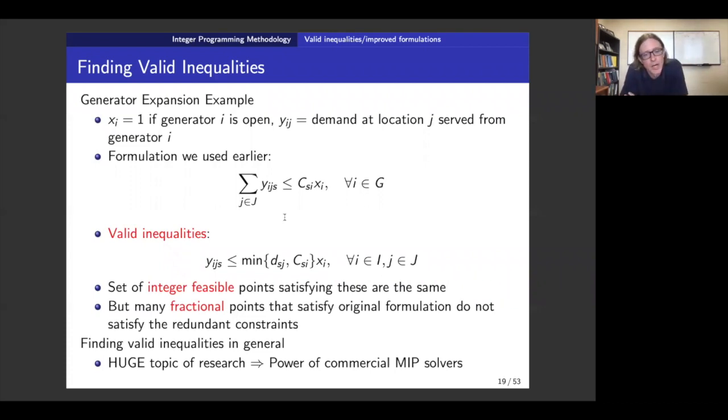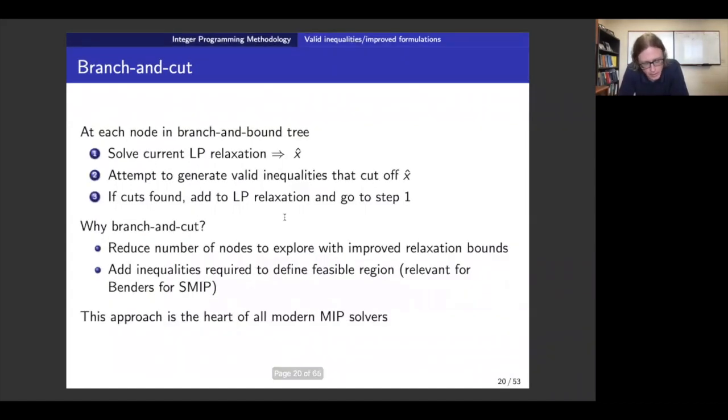In terms of finding valid inequalities in general, as I mentioned, this is a huge topic of research in the integer programming field, and a lot of that research has been built into commercial integer programming solvers, and that's what makes those so powerful. That's part of the reason why we can solve such huge integer programs efficiently now. So how to use these valid inequalities?